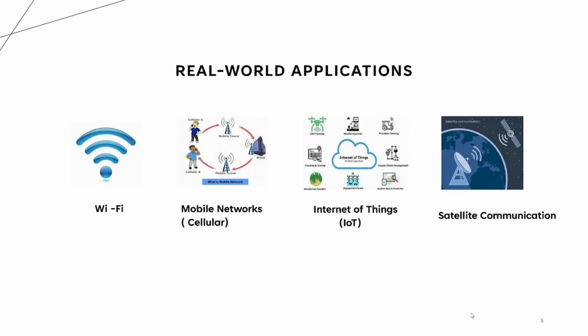Then IoT, the Internet of Things. In the real world, it uses wireless technology to connect sensors and devices for data communication, collection and control. Finally, another example is satellite communication, which provides long distance communication for broadcasting, navigation and remote connectivity. These are some examples of how wireless networks are used in the real world.